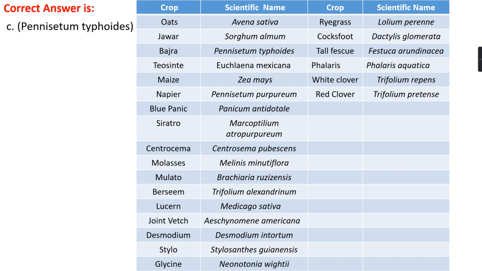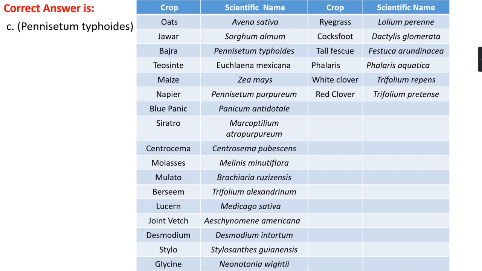Molasses grass is Melinis minutiflora. Mulato is Brachiaria ruziziensis. Berseem is Trifolium alexandrinum. Lucerne is Medicago sativa. Jointvetch is Aeschynomene americana. Desmodium is Desmodium intortum. Stylo is Stylosanthes guianensis. Glycine is Neonotonia wightii. Ryegrass is Lolium perenne. Cocksfoot is Dactylis glomerata.